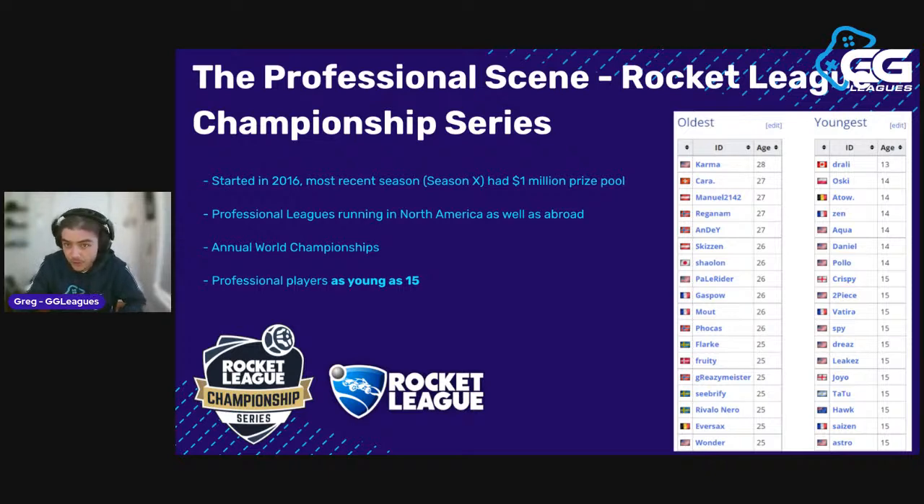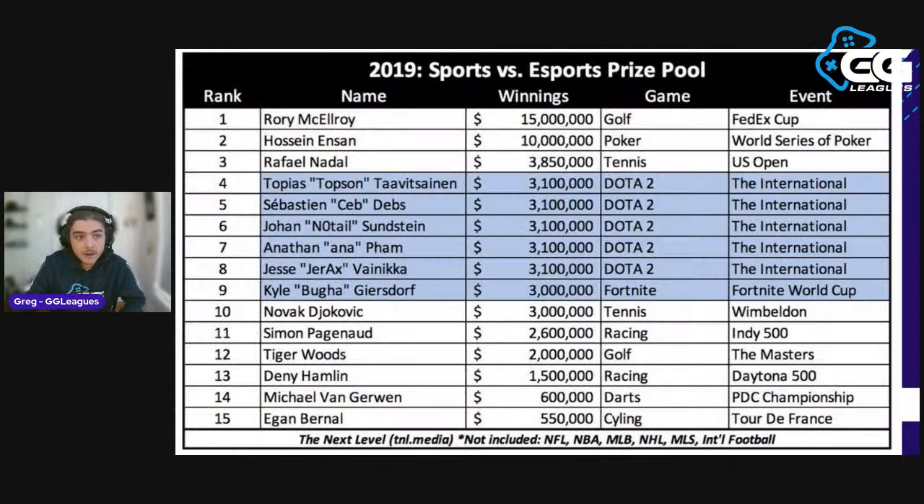And you'll see by this chart over here on the right, even some players as young as 13 are able to compete in these professional esports leagues.